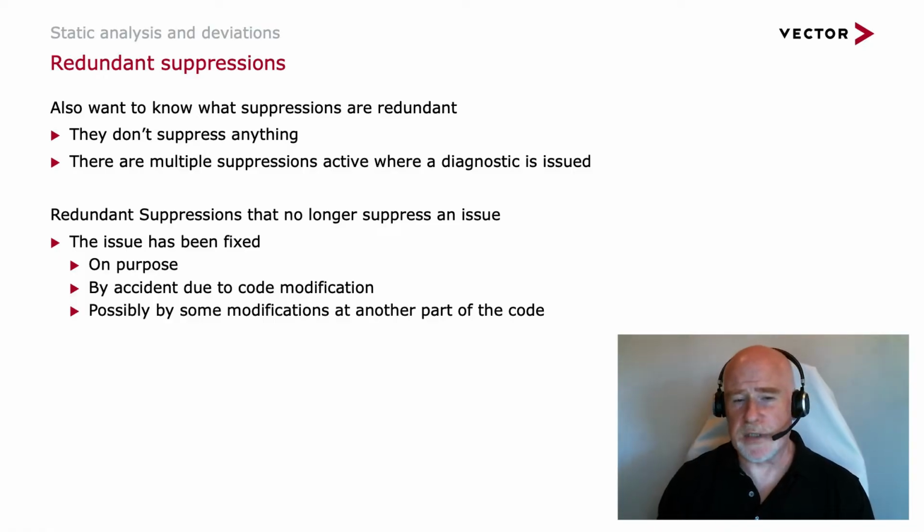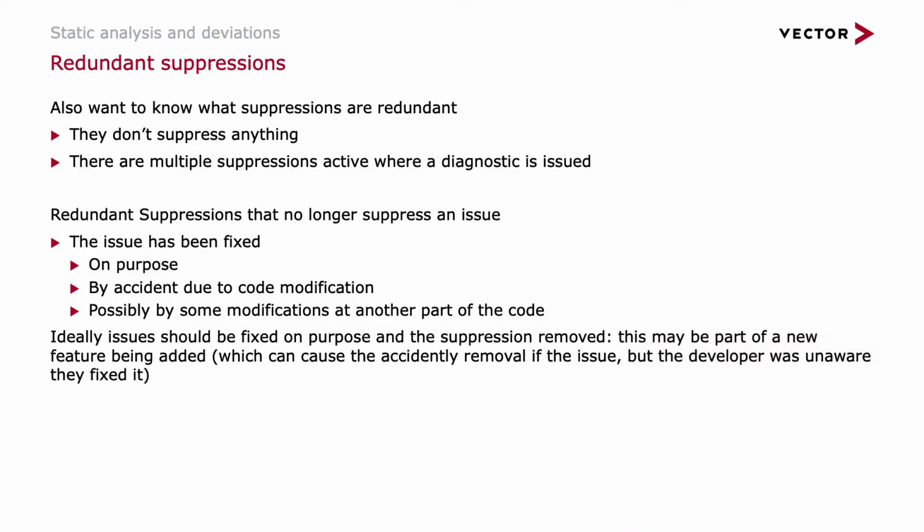So we may have redundant suppressions that no longer suppress an issue because the issue has been fixed, either on purpose because someone's gone in and addressed it, but they've left the suppression there, or perhaps someone's gone in, modified some code, fixed a bug, and this has caused the coding standard violation to be fixed, or possibly because the code has been modified somewhere else, and that has caused the diagnostic to no longer appear. So when we fix an issue, we should ideally remove the suppression, but sometimes this isn't always possible because you may not notice you have fixed the issue, so you may end up with a redundant suppression.